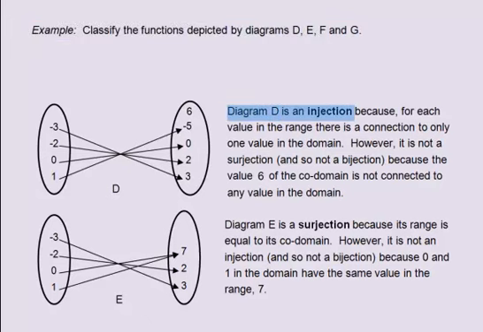Diagram D is an injection because for each value in the range there is a connection to only one value in the domain. However, it is not a surjection and so not a bijection because the value 6 of the codomain is not connected to any value in the domain.